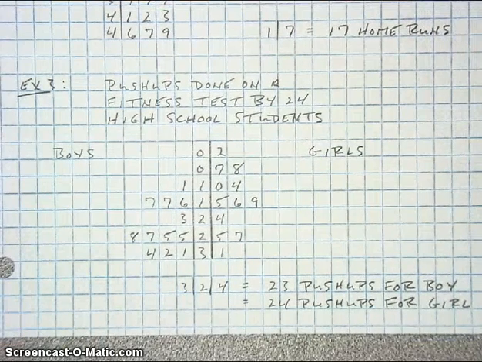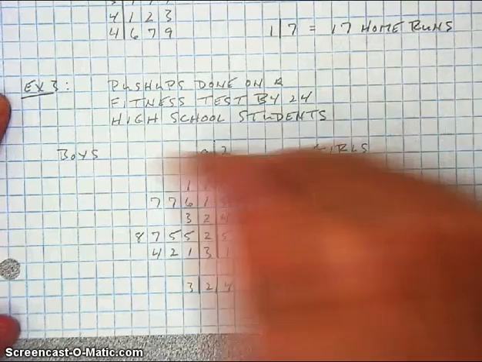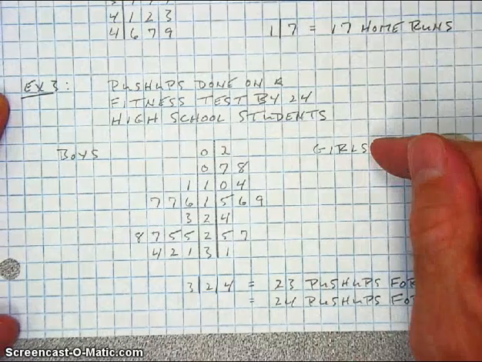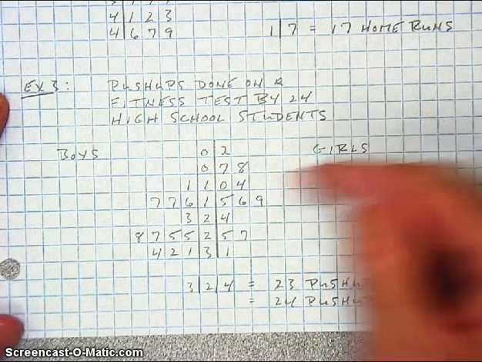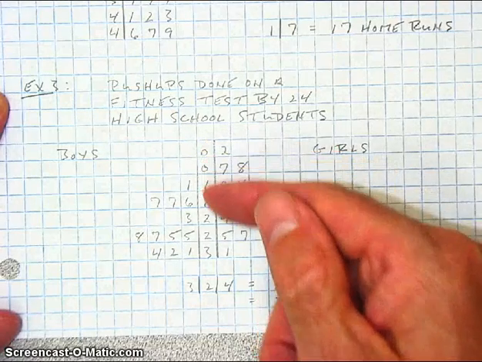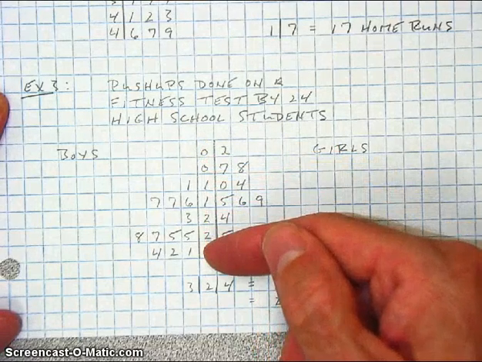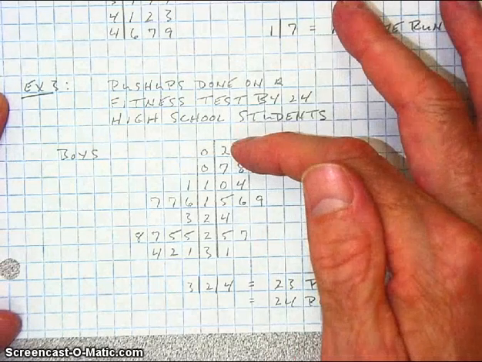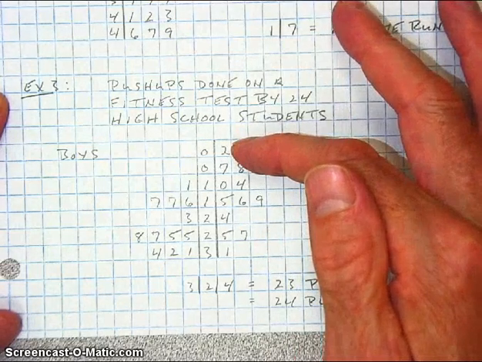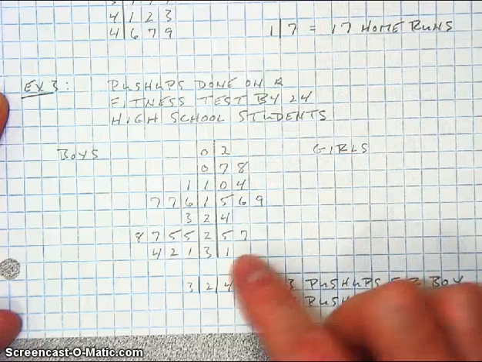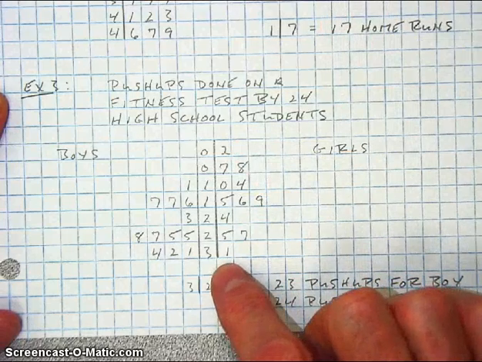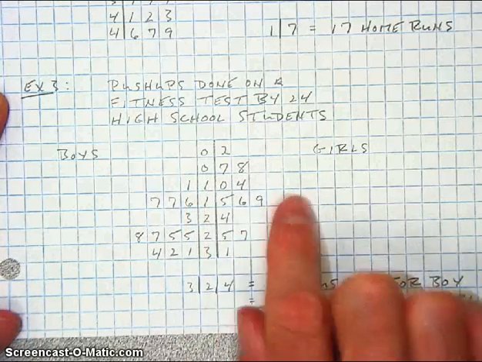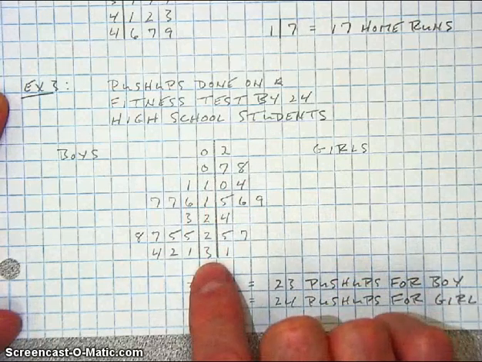We have push-ups done on a fitness test by 24 high school students. Over here on the left we have the boys. Over here on the right we have the girls. Okay, we have these stems 0, 0, 1, 1, 2, 2, and 3. And on the girls' side on the right, we had one girl who did 2 push-ups, one who did 7, one who did 8, up to one who did 31. And as you can see, the leaves are increasing as you go away from the stem.